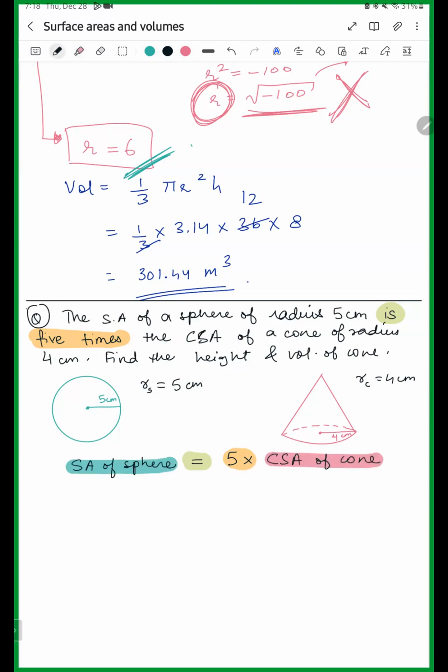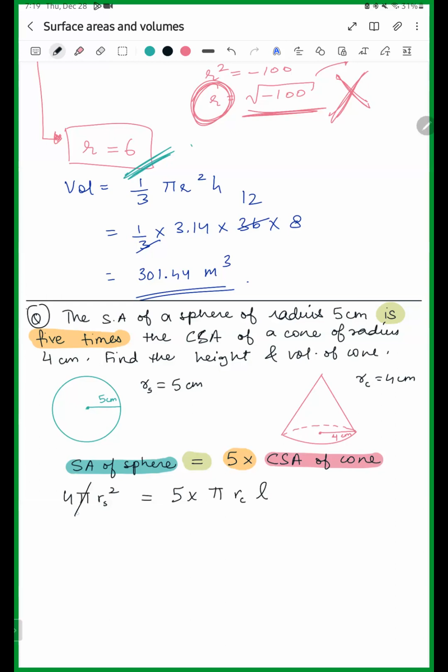Now, what is surface area of a sphere? It is 4 pi r square. This is equal to, and which r are we talking about? RS, the radius of sphere, is equal to 5 times curved surface area of the cone. And we know that curved surface area of the cone is pi RL. So pi RC and L, which is the slant height.